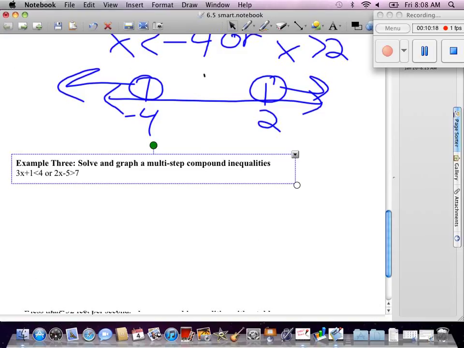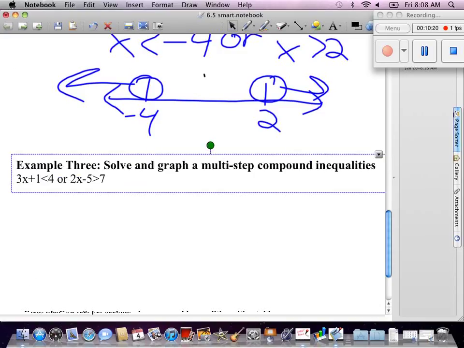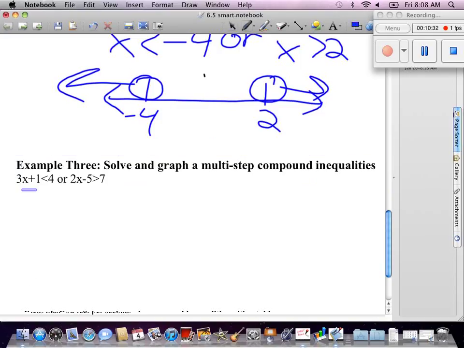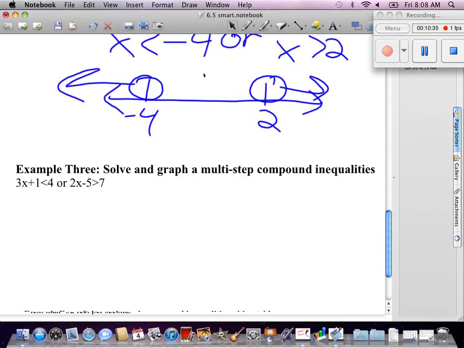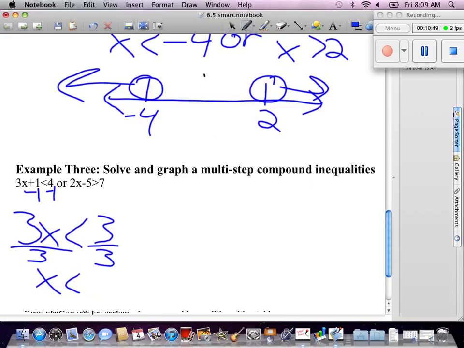Okay. So for example 3, for part A, I've got 3x plus 1 is less than 4, or 2x minus 5 is greater than 7. So my first step would be to subtract 1 from each side, and I get 3x is less than 3. Divide both sides by 3, because my second step would be to get rid of multiplication and division, and I get x is less than 1. And then I have my OR. I've got 2x minus 5 is greater than 7.